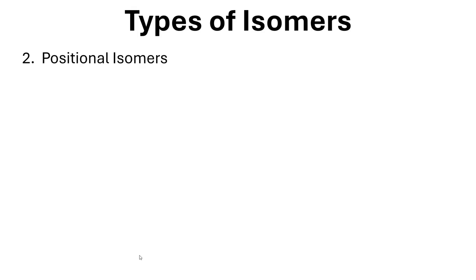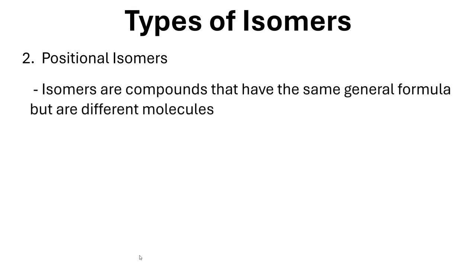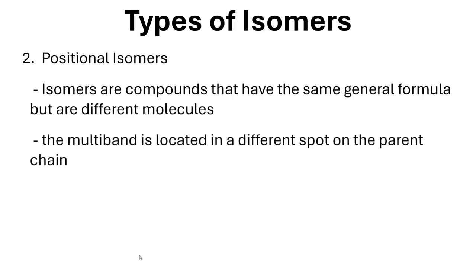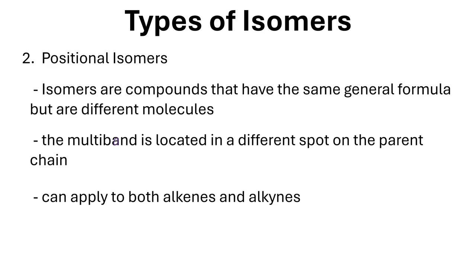The second type of isomer is called positional isomers. So again, compounds with the same general formula. What makes positional isomers different is that we're going to locate the multi-bond, not band, multi-bond, in a different spot on our parent chain. So we're going to find that this type of isomer can actually apply to both alkenes and alkynes, unlike our last one that was just dealing with alkenes, at least in that example.